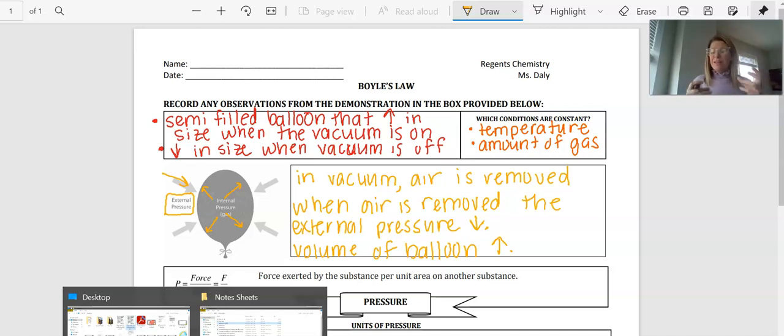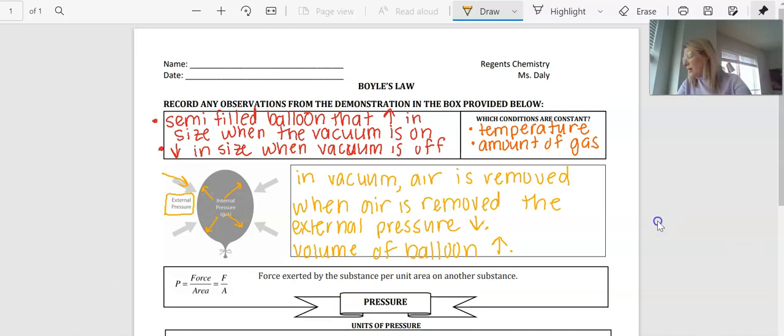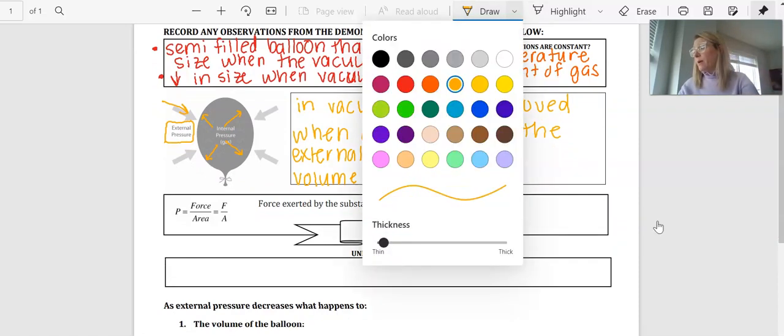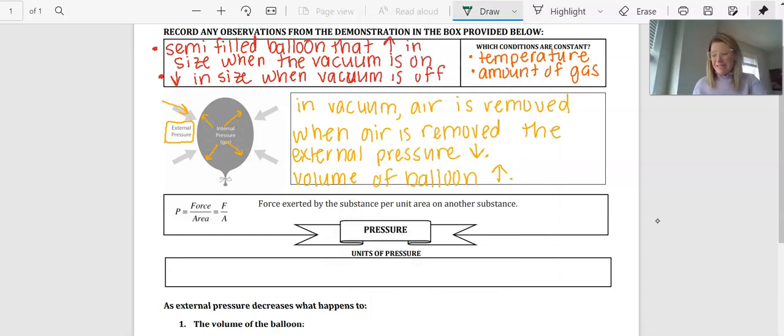Okay, so the smaller the area, I'm still exerting the same amount of force downward. My weight doesn't change. The bigger the object, the less pressure it feels. So we have lots of different ways that we measure pressure. We already are familiar with one of them from talking about vapor pressure, which is kilopascals. Okay, and so standard pressure, right?